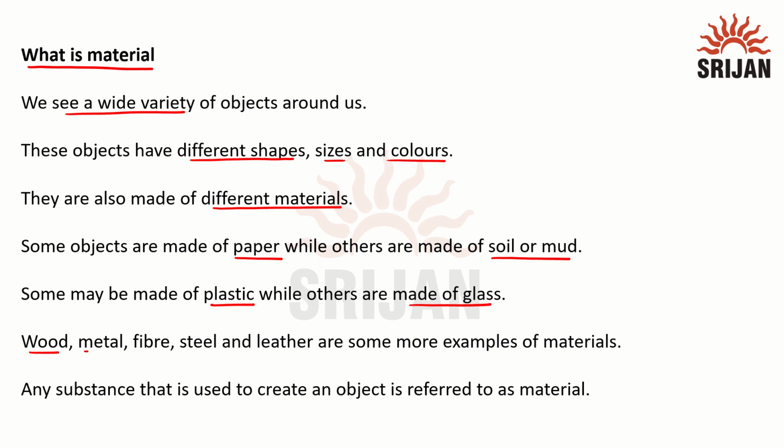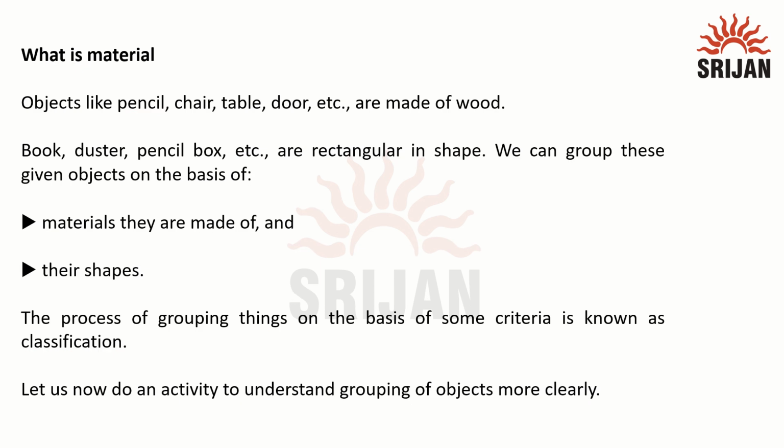Now, wood, metal, fiber, steel and leather are some more examples of materials that are used on a daily basis. And any substance that is used to create an object is referred to as a material. Now, if we see objects like pencil, chair, table, door, etc., they are generally made up of the material that is wood. They can also be made up of some metals, plastic, etc.